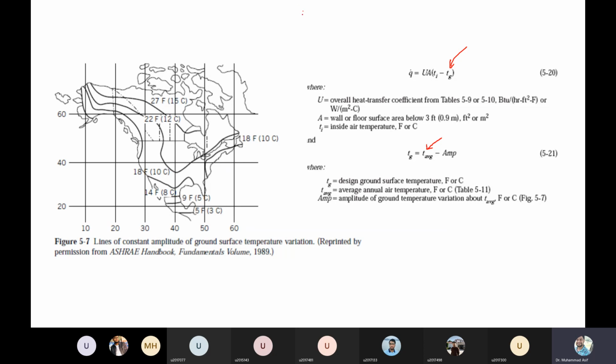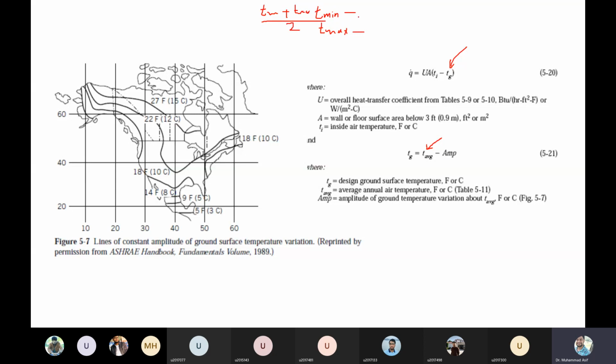The daily average means whatever is the minimum temperature of today and the maximum temperature of today. Let's say today is the 30th of December. What is the minimum temperature? What is the maximum temperature? So T minimum plus T maximum, divided by 2. That will be the daily average.